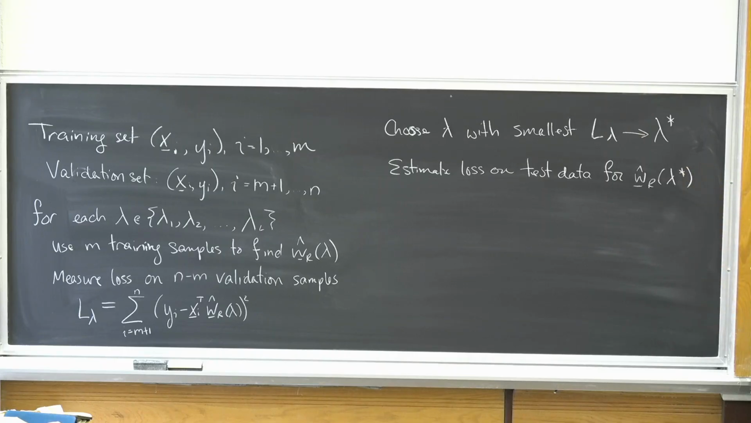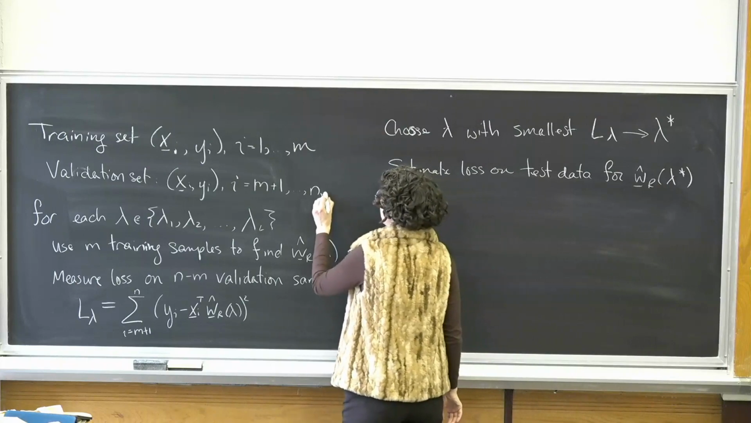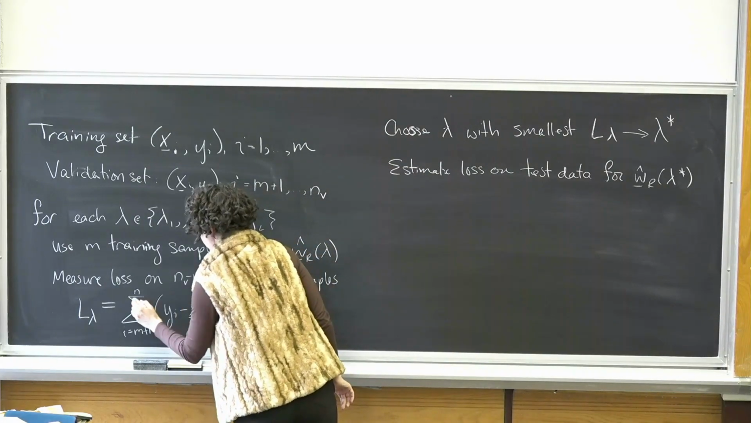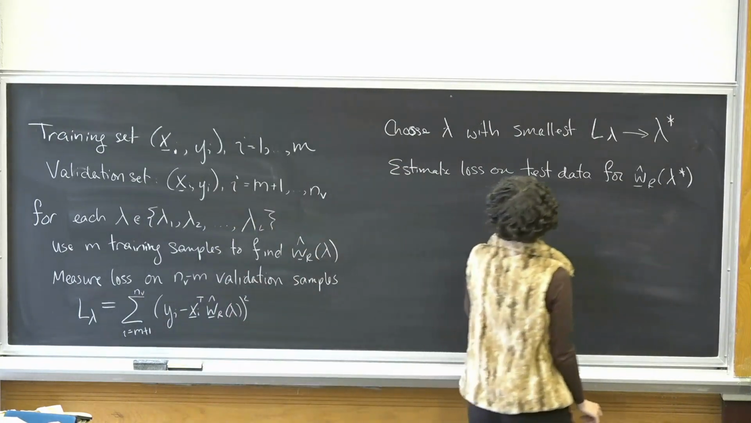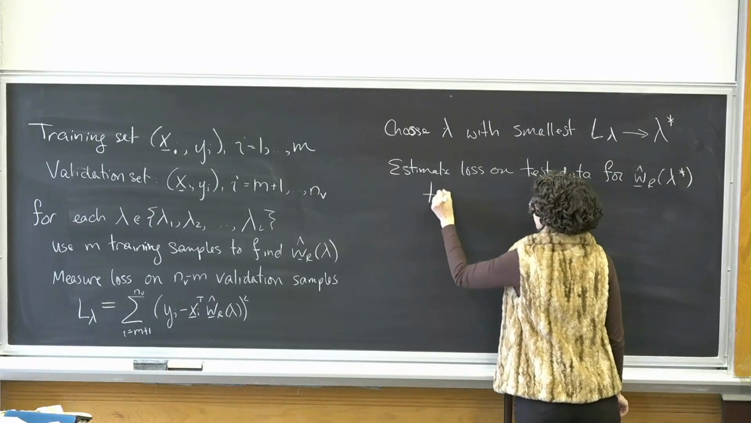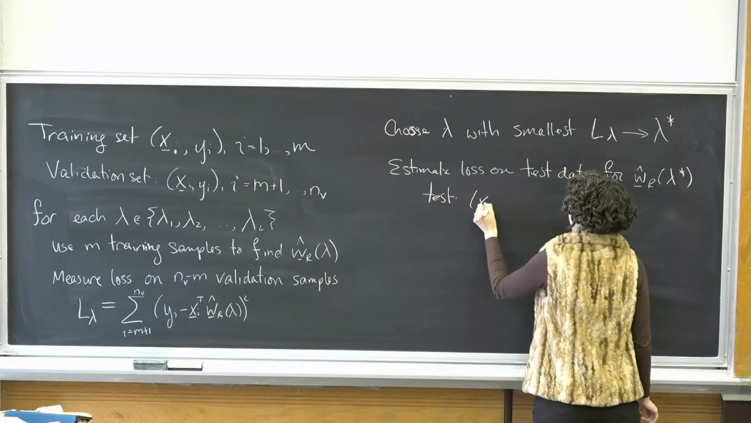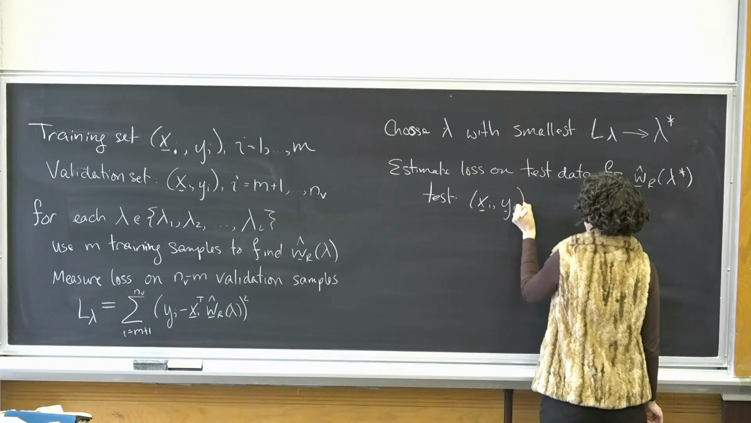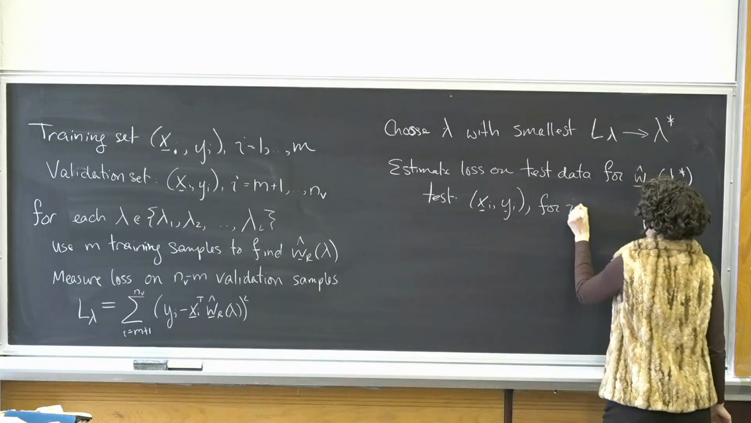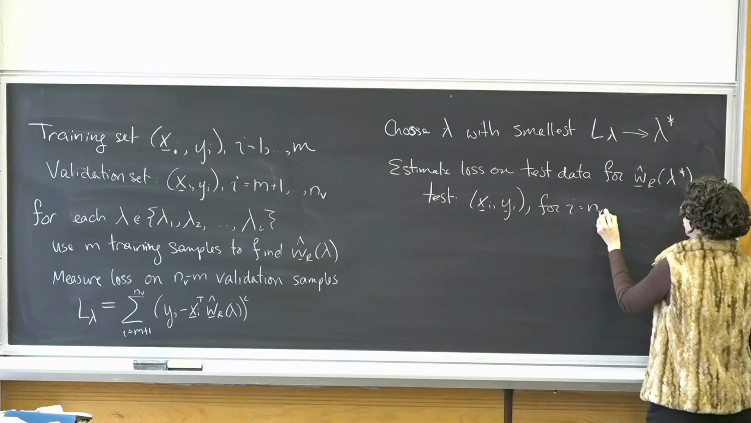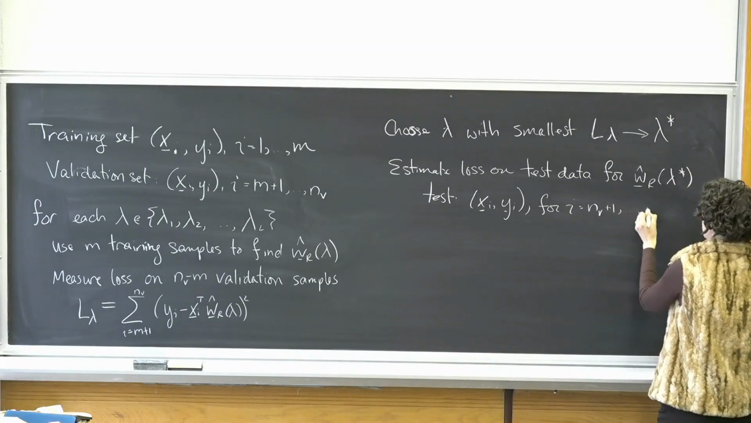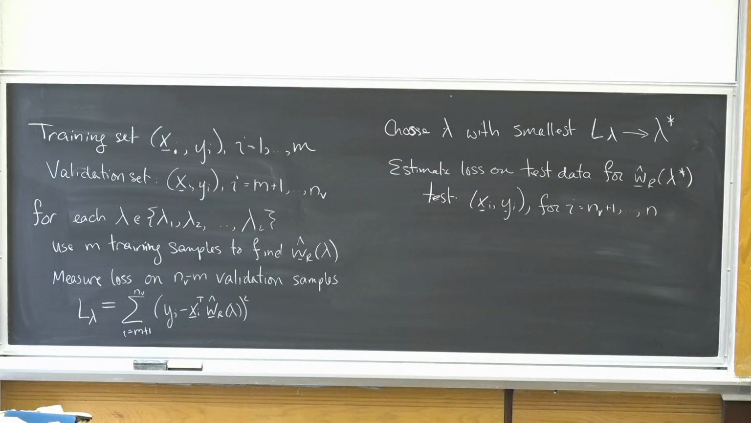Are there any questions? Yeah. Wait, if the validation is going up to n samples, where do we find the test data from? Oh, okay. Let me just say N_V for validation here. And then my test data would be x_i, y_i for i equals N_V plus 1 all the way to n.